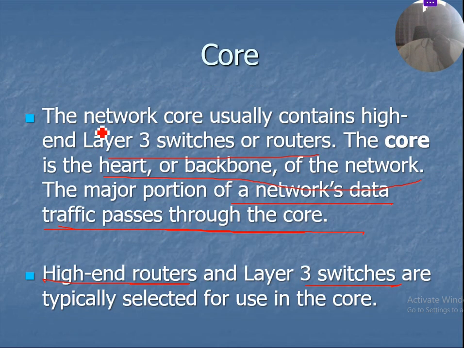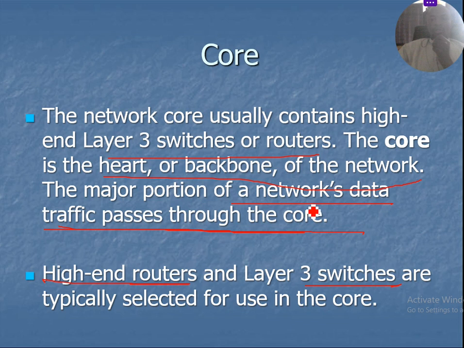Now let's talk about the first layer, which is the core layer. We say the network core usually contains the high-end layer 3 switches, which we've talked about, or routers. Now the core is the heartbeat or the backbone of the entire network architecture, like the central nervous system, the central heartbeat or the backbone of the entire network.